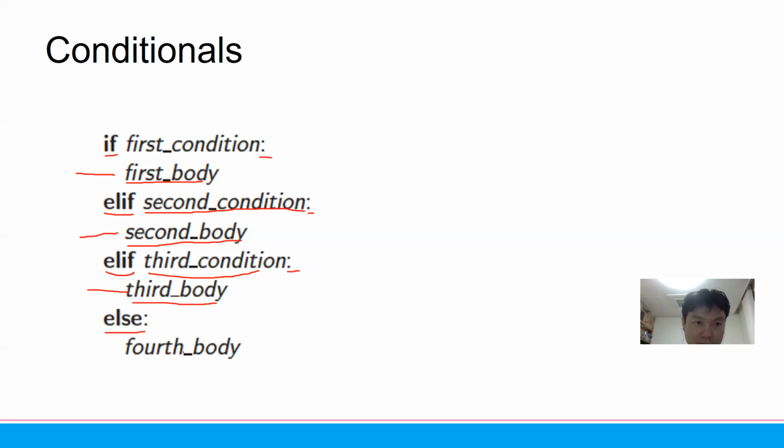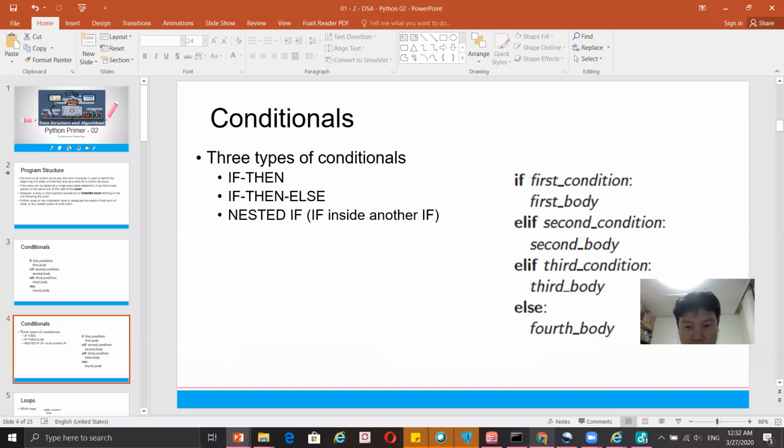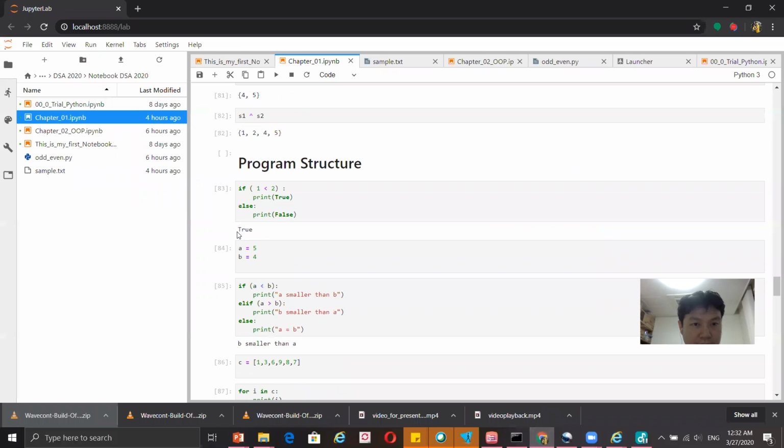So actually, there are three things that you need to understand about conditionals. We can have if-then, which means you have the first condition and then the result, or you can have if-then-else, like this one, if, elif, else, and you can have a nested if, which is an if inside another if. Okay, so let's see how we learn this in Python. I will open my Jupyter Lab. Yeah, so I have one.